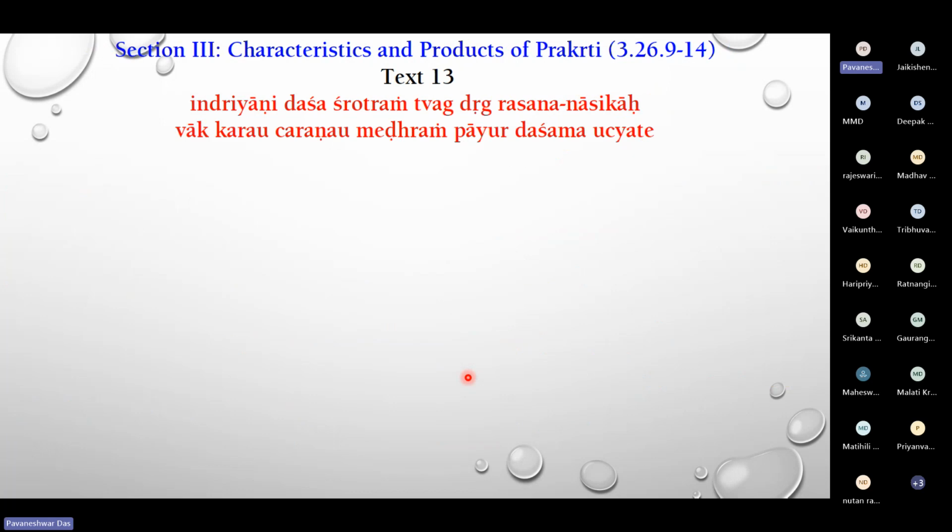Next, the 10 senses are introduced. Indriyani dasha: shrotram, tvagdrukrasananasika, vakkarau charanau medram, payurdarshama uchyate. So here, the 10 senses are introduced.